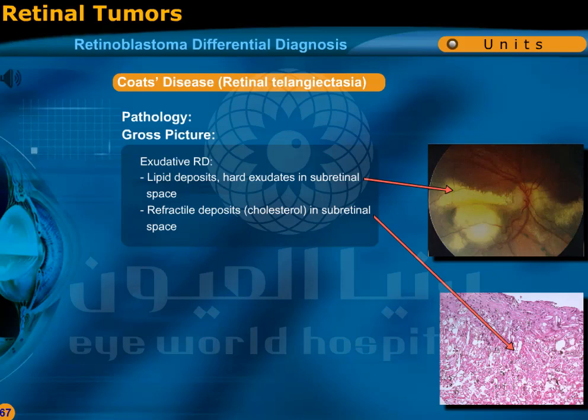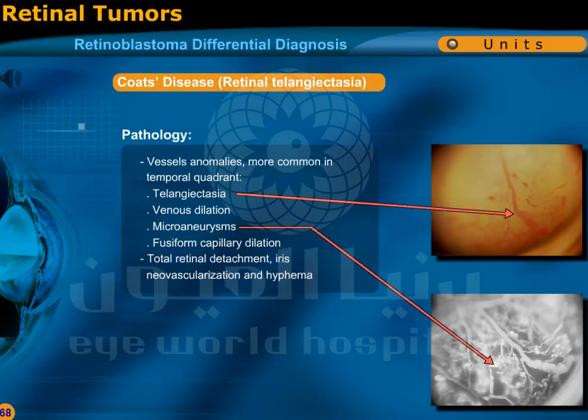Pathology of Coats disease: exudative retinal detachment, lipid deposits, hard exudates in subretinal space, refractile deposits, cholesterol in subretinal space. Vessel anomalies, more common in temporal quadrant: telangiectasia, venous dilation, microaneurysms, fusiform capillary dilation. Total retinal detachment, iris neovascularization, and hyphema.